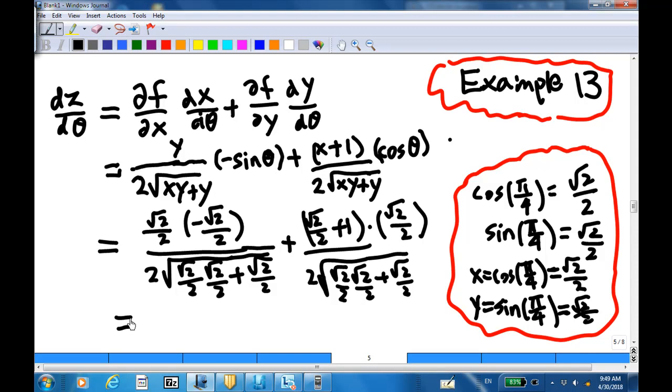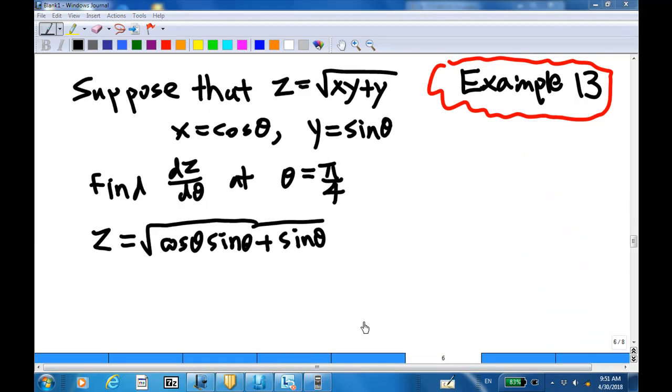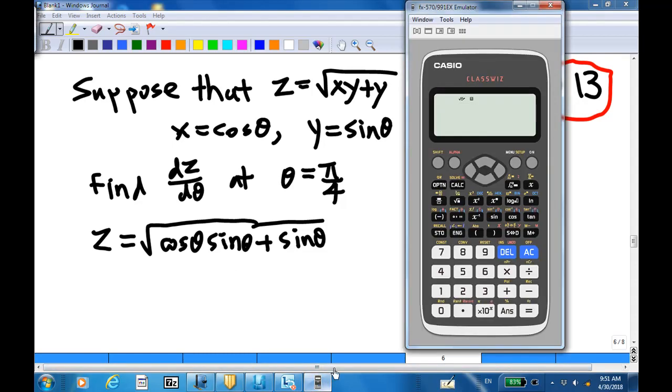You can do a quick way, or you can do the differentiation and verify your answer. I'll just use a calculator to find out the answer for you. In order to find dz/d theta, I replace x by cosine theta and y by sine theta, so z equals the square root of cosine theta times sine theta plus sine theta. Then I use my calculator. Make sure the calculator is in radian mode first.